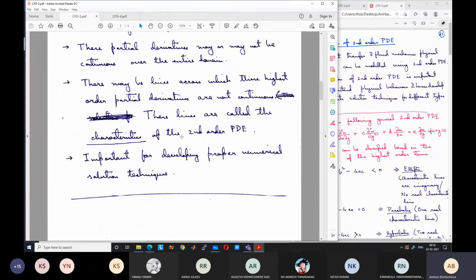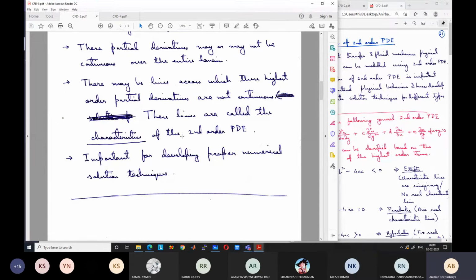Why is this important? This is important for developing proper numerical algorithms, proper solution techniques for this type of problems. Because if there is a jump, a discontinuity, our solution technique should be able to handle this discontinuity. For example, say we are solving for compressible flows and there is a shock wave. There is a sudden discontinuity in the pressure and velocity across the shock wave. On one side you have low pressure and high velocity, on the other side you have high pressure and low velocity. So there is a sudden discontinuity.